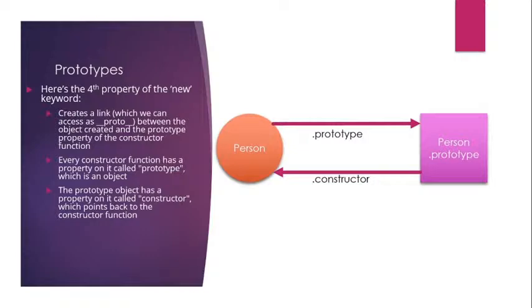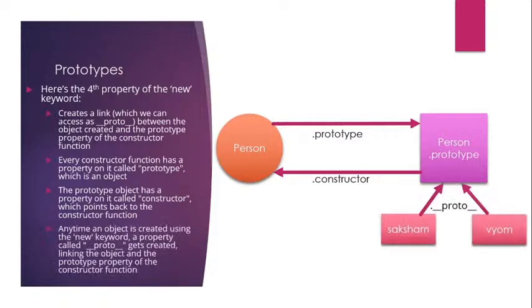Okay. And if properties and methods are placed on person.prototype, they can be accessed from any object that is created from the person constructor. So finally, the objects created by these constructor functions have access to the prototype properties, and this access is made through a link called dunder proto. Anytime an object is created using the new keyword, a property called dunder proto gets created, linking the object and the prototype property of the constructor function.